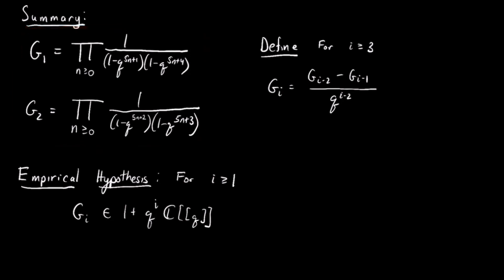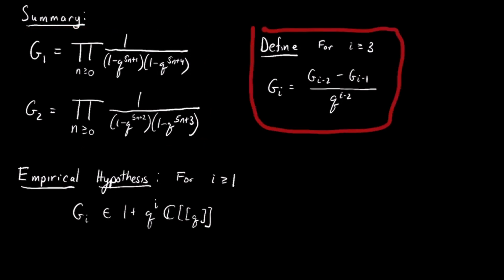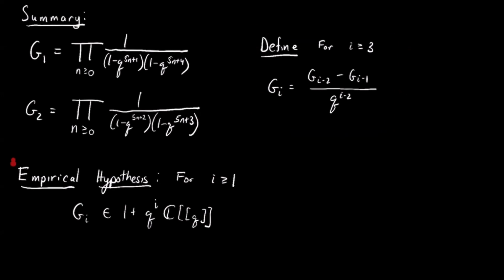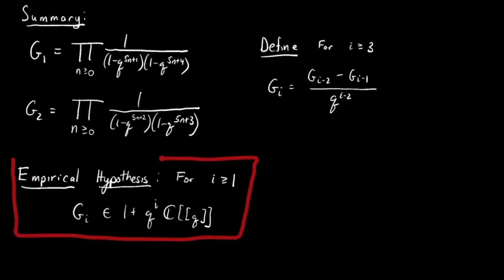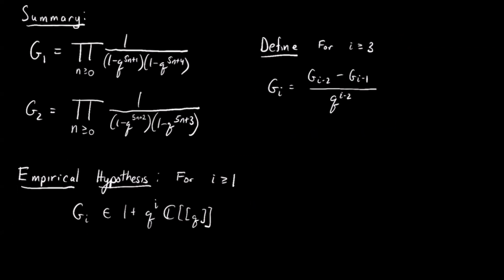Following the paper by Andrews and Baxter, we've defined Gi in the following way for i greater than or equal to 3. And the whole point of our last video was to prove what Andrews and Baxter called the empirical hypothesis, namely, we proved this claim that Gi starts as 1 plus q to the i plus the higher powers of q. So this is going to be our jumping off point, and so we can start going through the proof of the Rogers-Ramanujan identity.